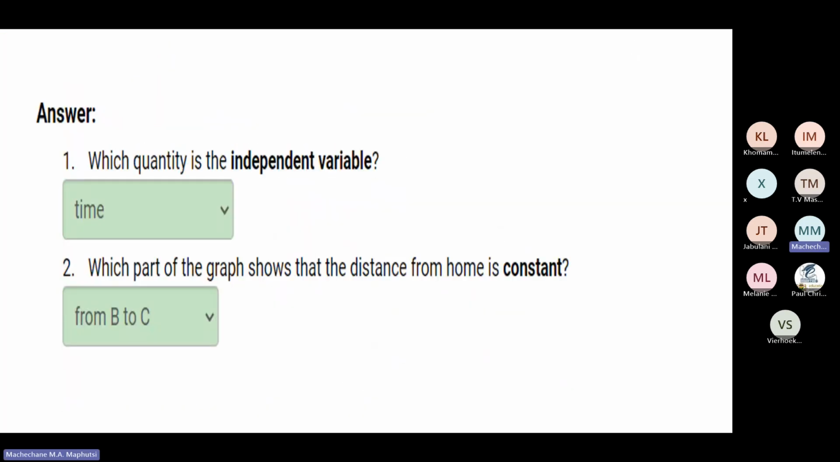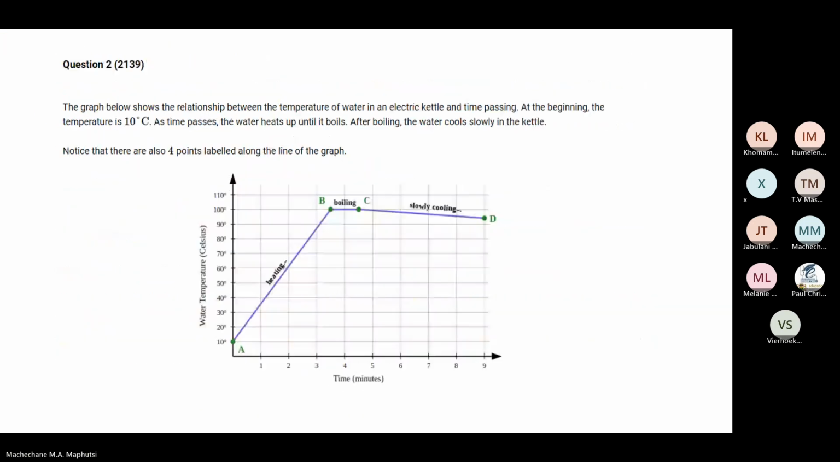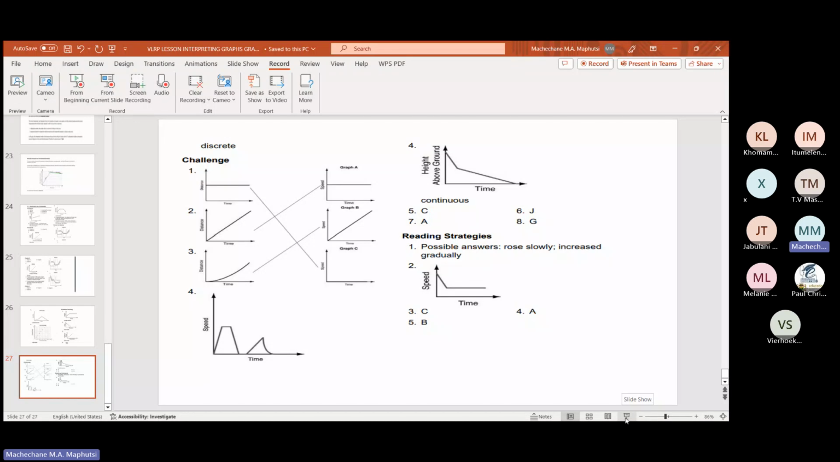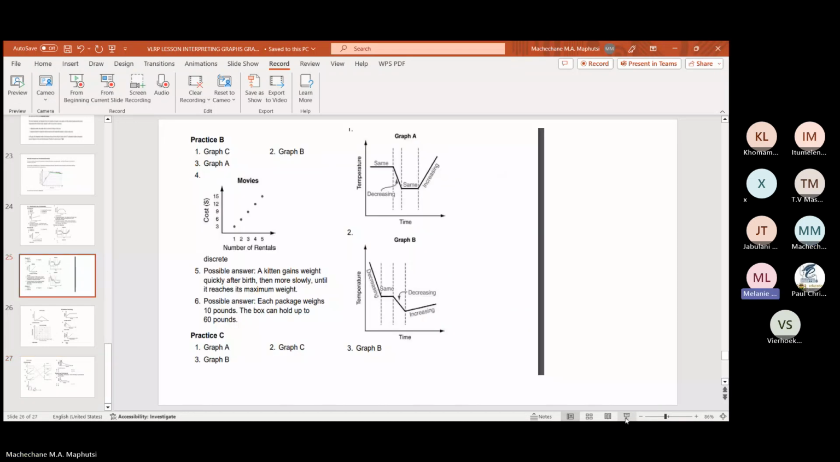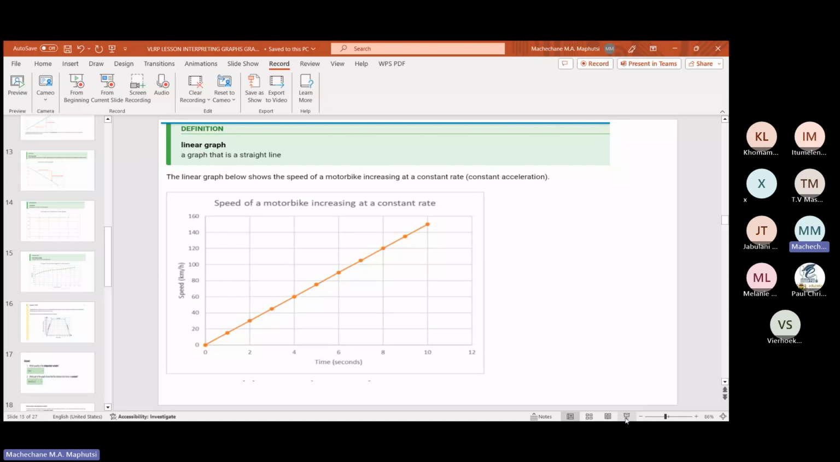Can you see my slides? Colleagues? Colleagues, can you see my slides? Yes, we can. It's clear. Okay, thank you very much.